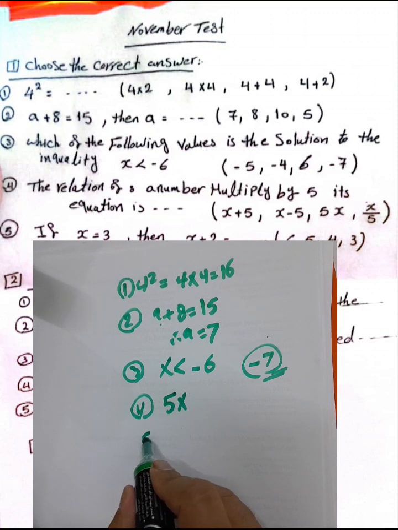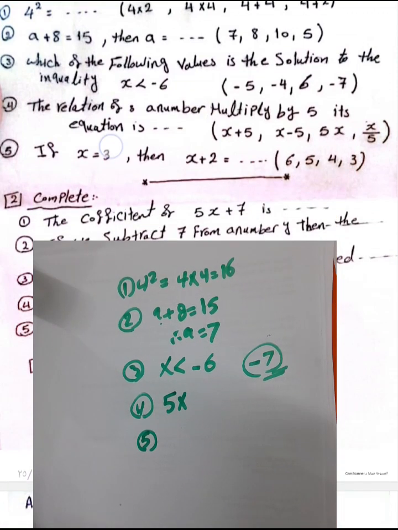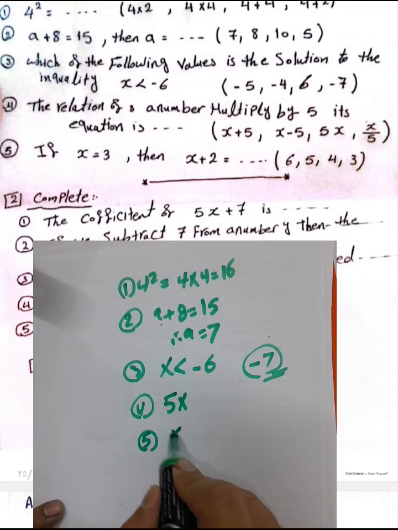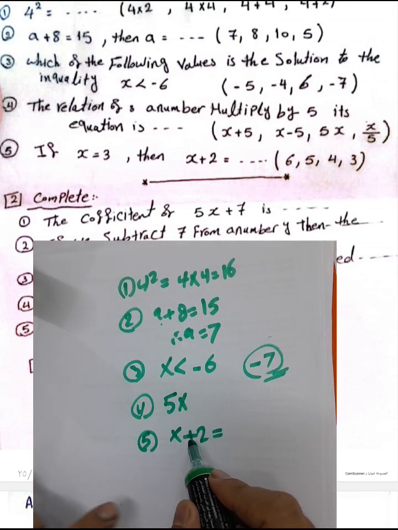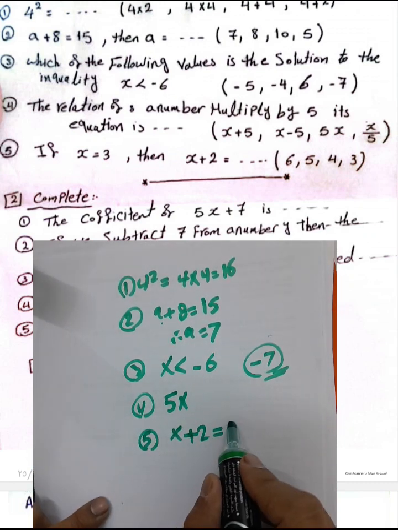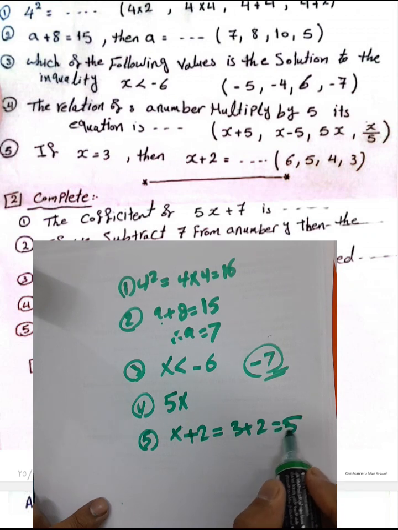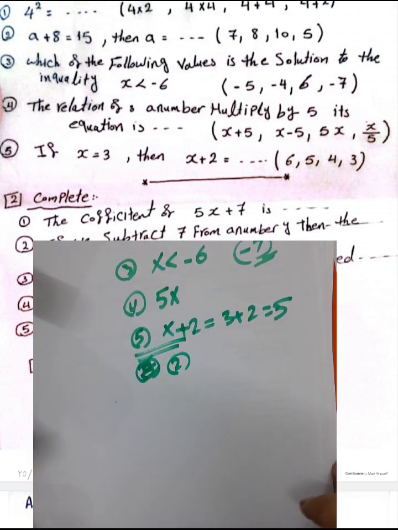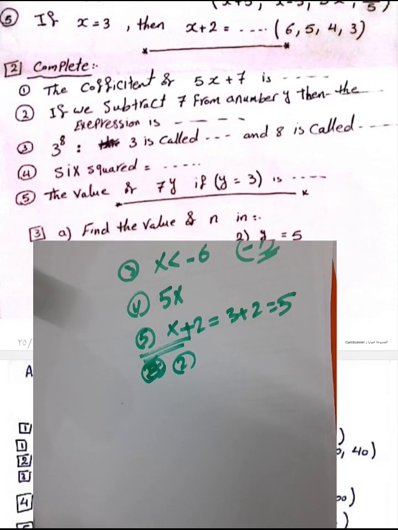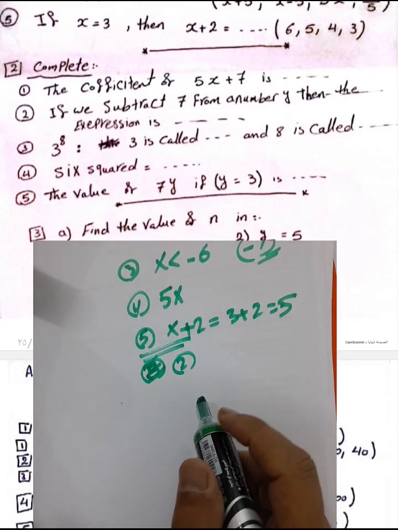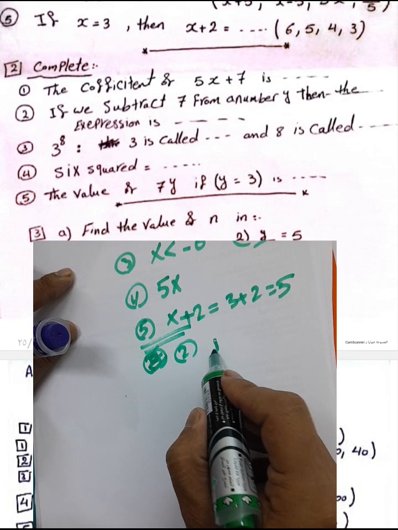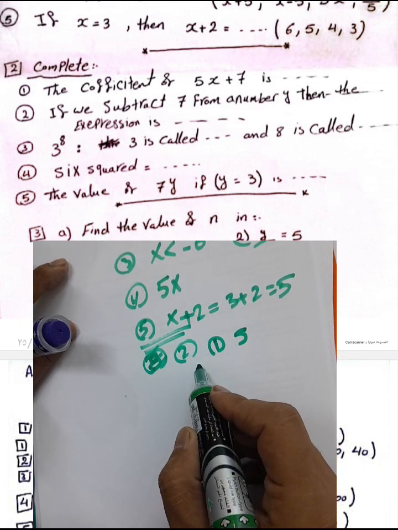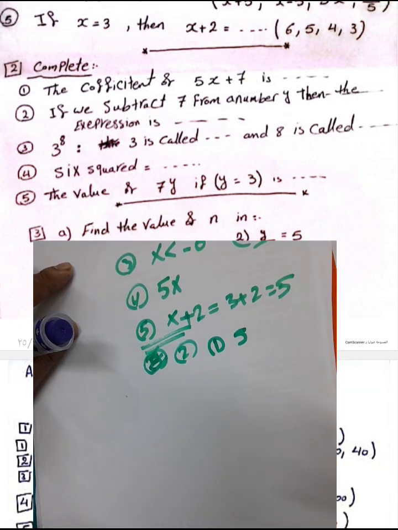Okay, question number 5. If x equals 3, then x plus 2, it means put x equal 3 here, then 3 plus 2, it will be 5. Okay, next question number 2, complete. The coefficient of 5x plus 7, it will be 5. Question number 2, number 1 here, coefficient will be 5.